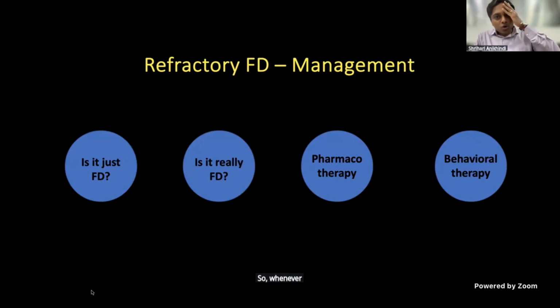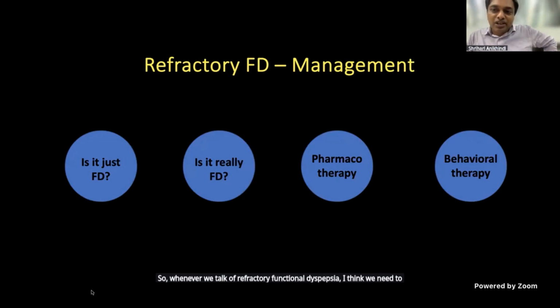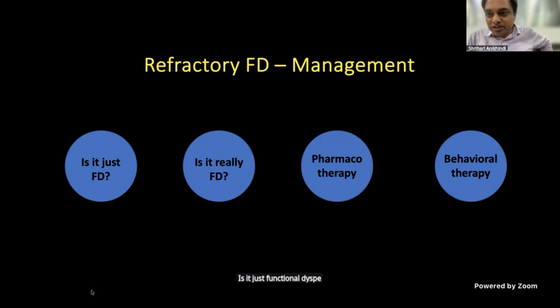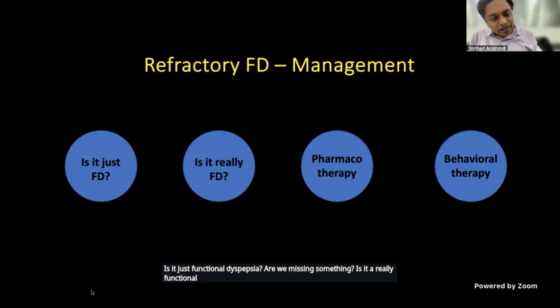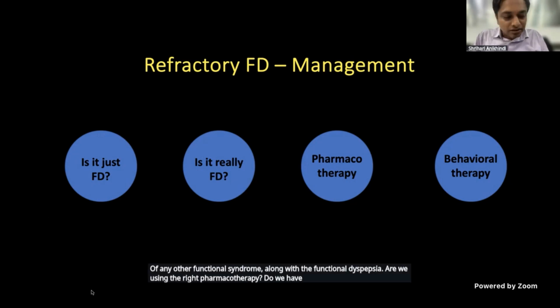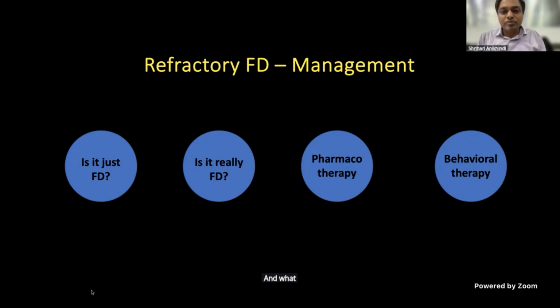Whenever we talk of refractory functional dyspepsia, I think we need to answer these 4 important questions. Is it just functional dyspepsia? Are we missing something? Is it really functional dyspepsia? When I talk of 'is it just functional dyspepsia', I'm talking of whether there is any overlap of another functional syndrome along with the functional dyspepsia. Are we using the right pharmacotherapy? Do we have any other pharmacotherapeutic options apart from the conventional medicines? And what is the role of behavioral therapy?